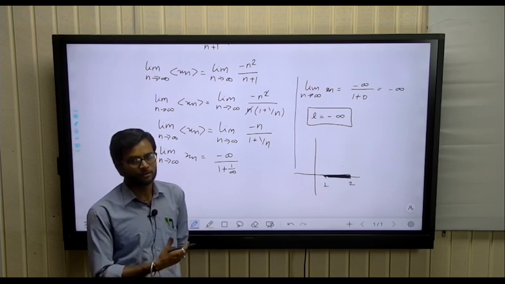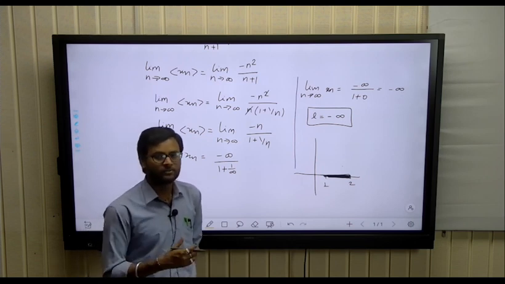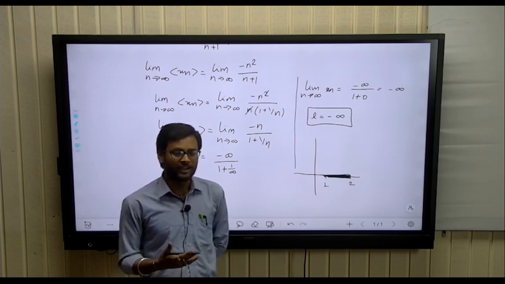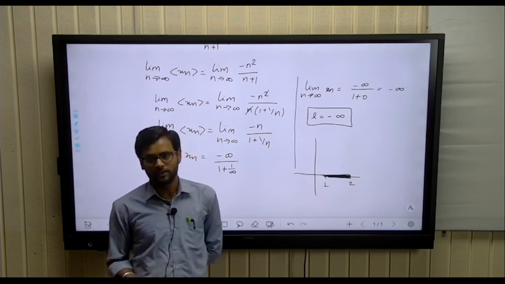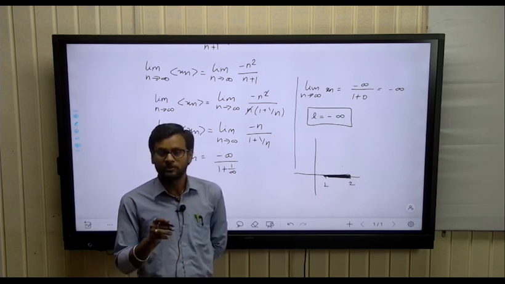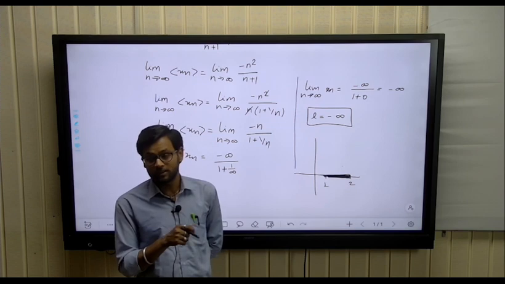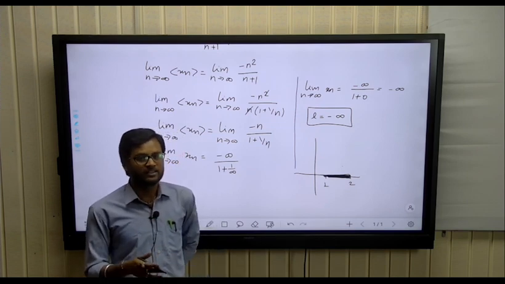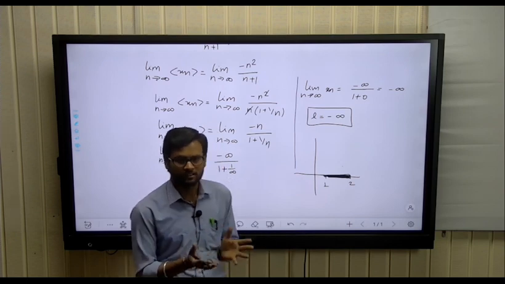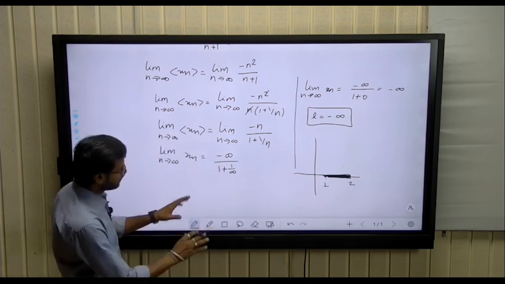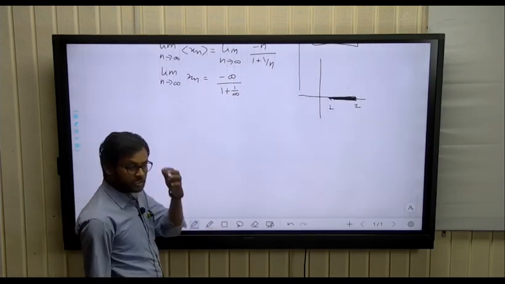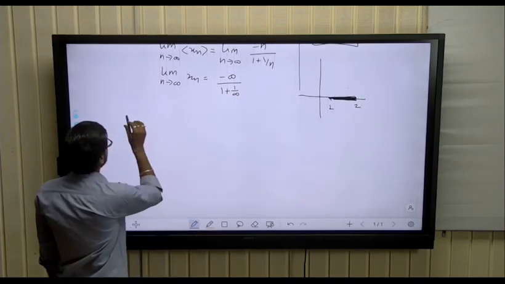So I give the example of an oscillatory sequence. I again repeat the definition and the method to find an oscillatory sequence: if the sequence terms oscillate between two numbers, then we say that the sequence is an oscillatory sequence. Otherwise it is convergent or divergent. This is the general method of finding the oscillatory sequence. Okay, I give the example of an oscillatory sequence.